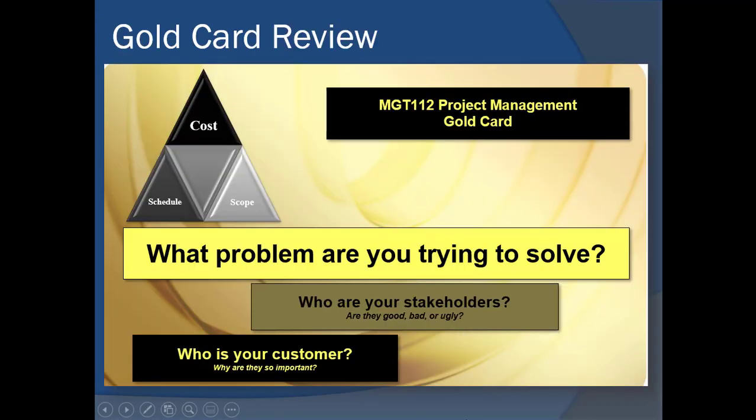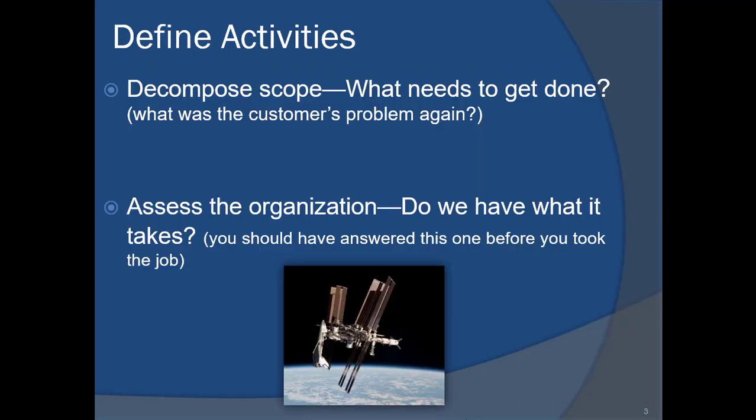So back to the gold card, which I always like to do a quick snapshot of. It says cost, schedule, scope, what's the problem, stakeholders, customers. All right. When you define your activities, just to rekindle, you decompose the scope of what needs to get done. What are the customer's problems, again, what is all the sequencing that needs to get taken care of, and how that's all going to go into what it needs to.